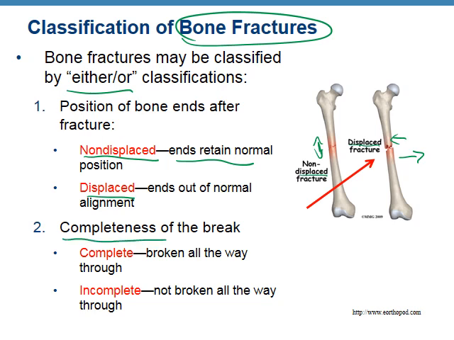You can also have completeness of the break. You can have a complete or you can have an incomplete. It's either broken all the way through or not broken all the way through. But again, you can see how some of these classifications can't occur without the other. So this right here, this is displaced. It has to also be complete. There's no way to have a displaced fracture if it's incomplete.